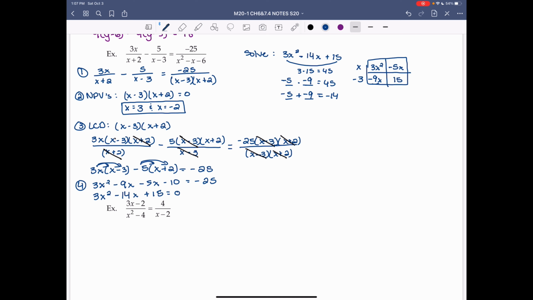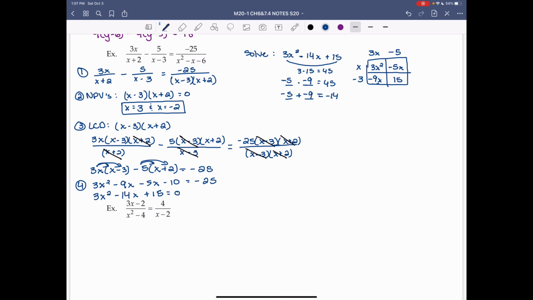First column, 3x squared and negative 9x. Common factor is 3x. And the second column, negative 5x and 15. It's going to be negative 5 because the first term in the column is a negative.